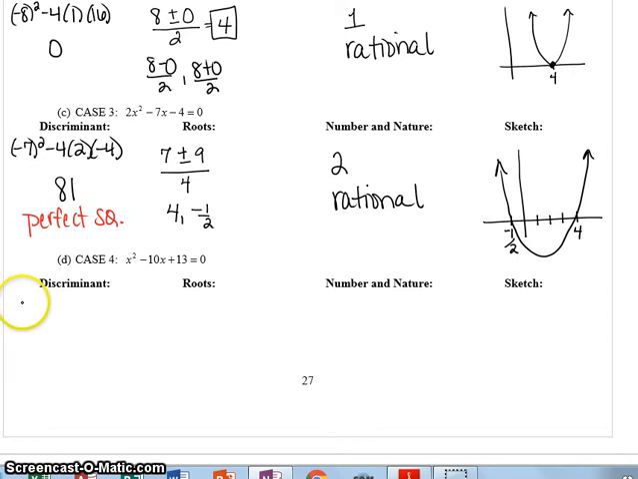Case 4, your discriminant, your b squared, so negative 10 squared, minus 4 times your a times your c, and I end up with a discriminant of 48. Okay? It is an irrational number. So if 48 is sitting underneath a radical, the square root of 48 would be irrational.